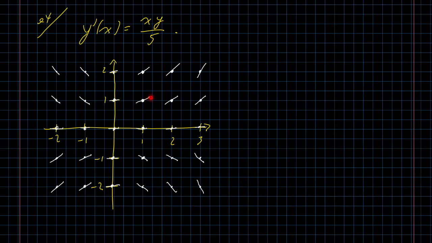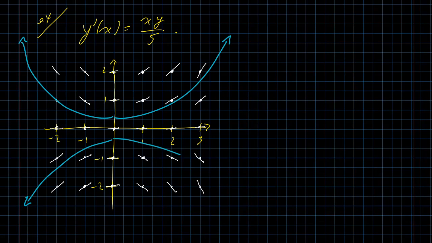If you follow the path that these little bits of line give you, it's going to try to direct your curve in a certain direction. And just by using that, we can make some predictions as to what the solutions of this differential equation are going to look like.